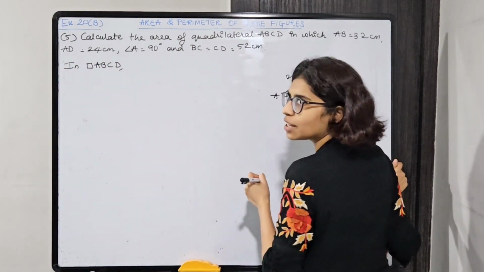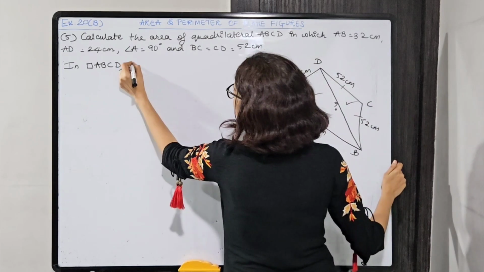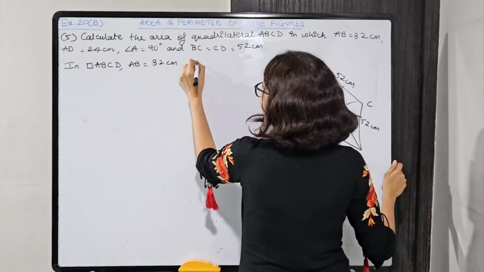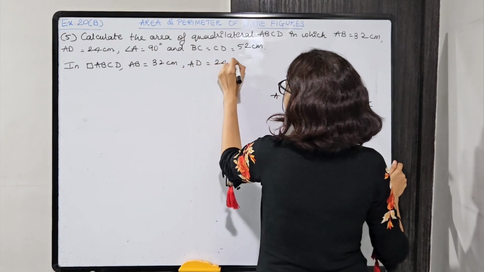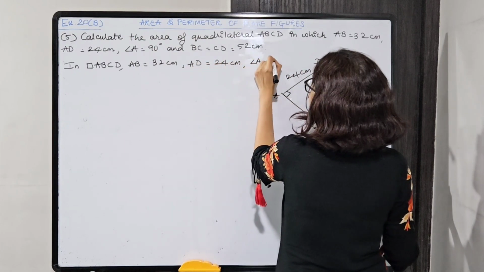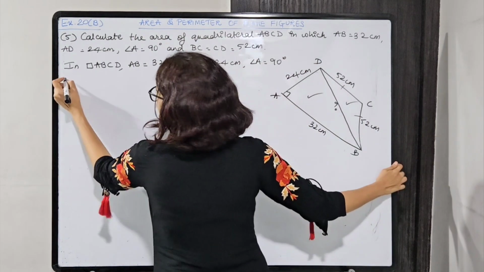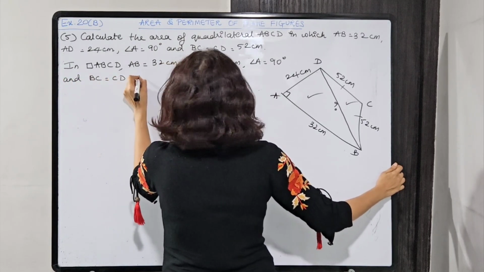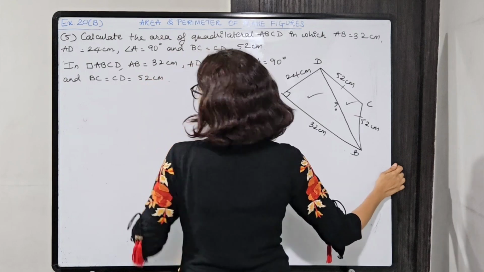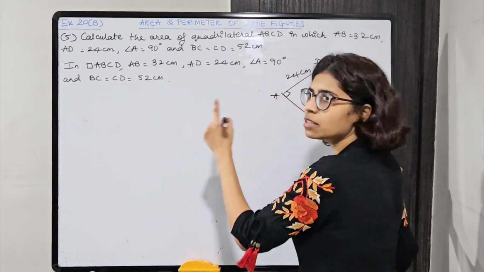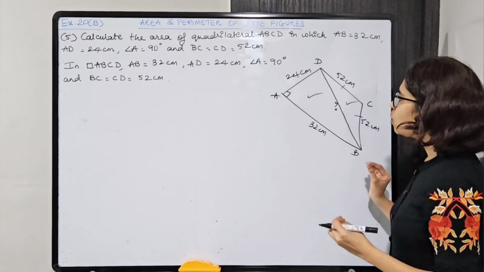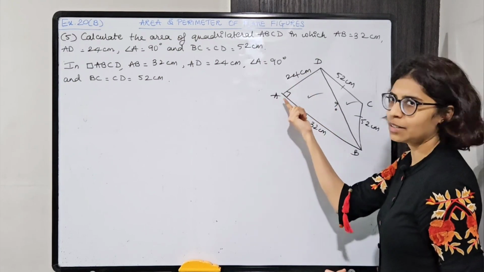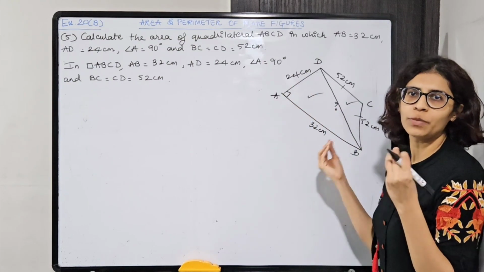So in quadrilateral ABCD, we are given AB is 32 centimeter, AD is 24 centimeter, angle A is 90 degrees, and BC equals CD equals 52 centimeter. Okay, this is the given information. Now we'll find out the area of triangle ABD because we know base and height. So we'll apply formula half into base into height.